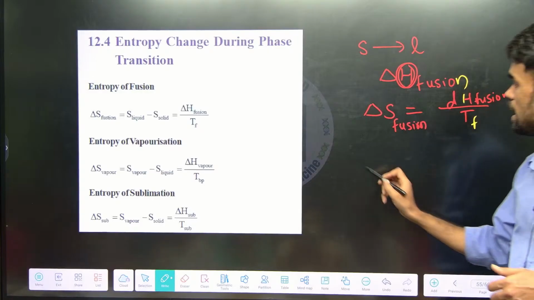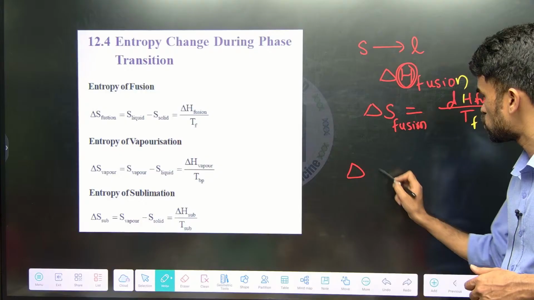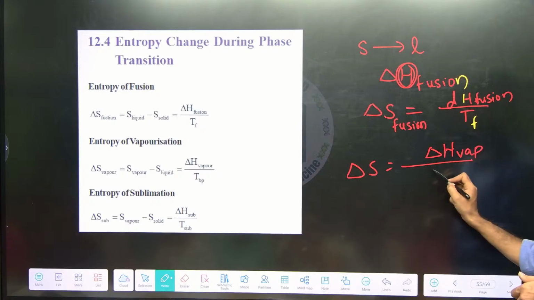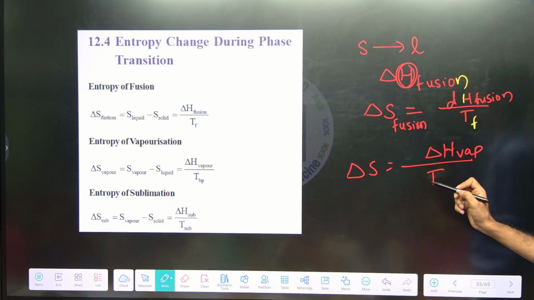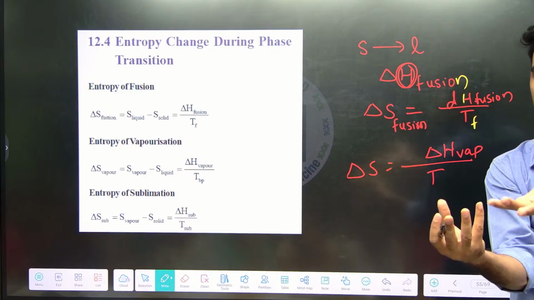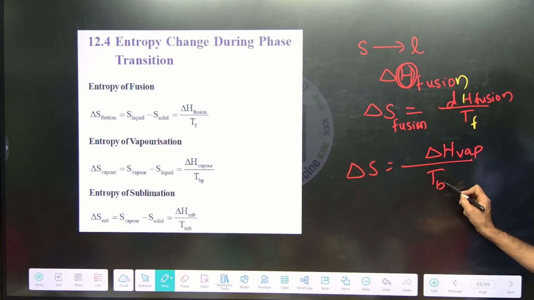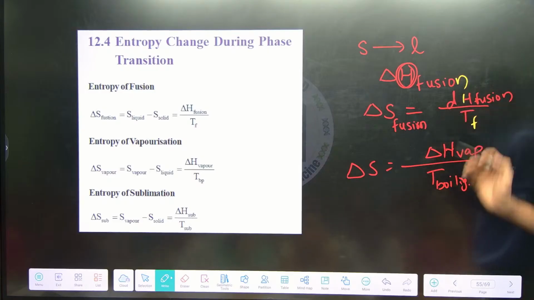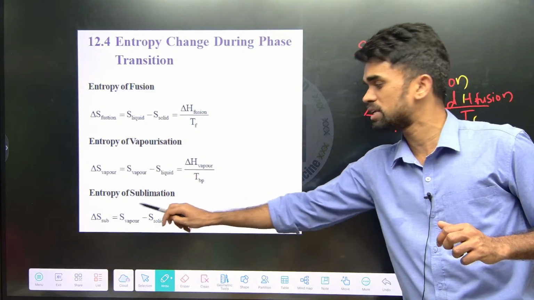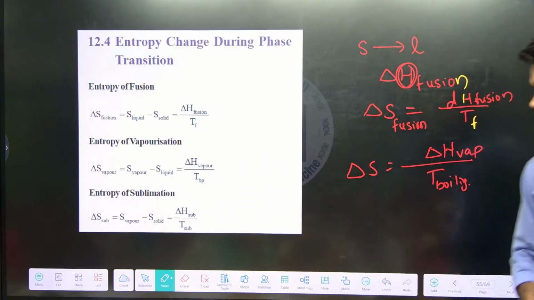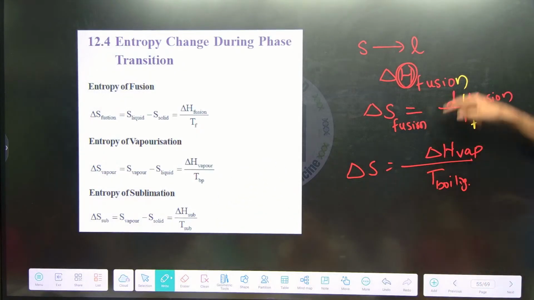Okay. Similarly, entropy of vaporization means enthalpy of vaporization by T vaporization. T vaporization is nothing but liquid converting into vapors. So at what temperature does it happen? Like for water it is 100 degrees. I can say simply the boiling point of that liquid, T boiling. Okay, so you can write this. Similarly, entropy of sublimation is equal to enthalpy of sublimation by T sublimation. Write these two formulas.